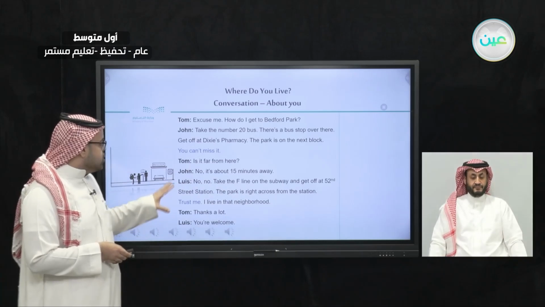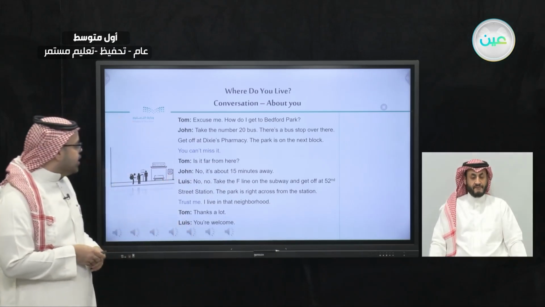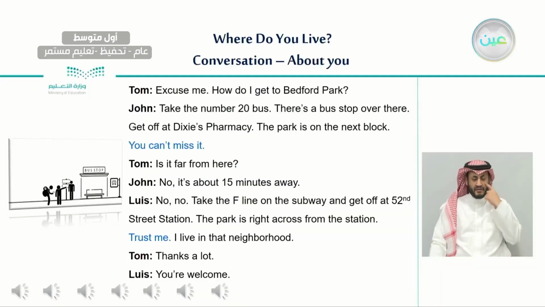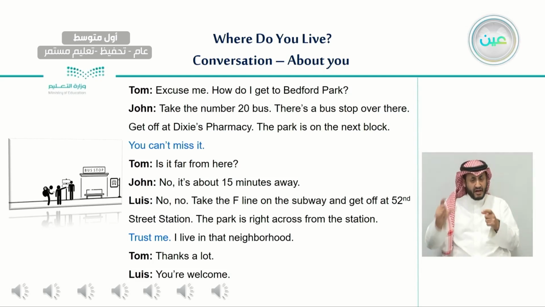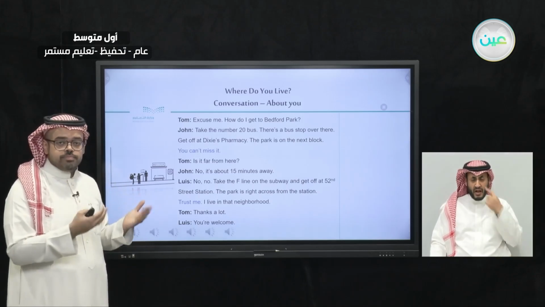So have a look at these highlighted words. You can't miss it. And trust me. What do you think they mean? Let's read the sentence again and try to figure out what they mean. So, there is a bus stop over there. Get off at the pharmacy. The park is on the next block. You can't miss it. It means it's very clear.